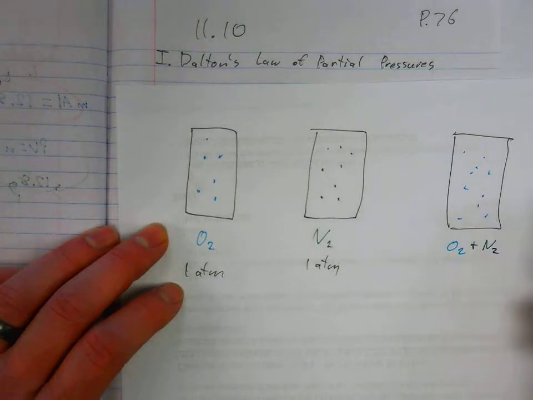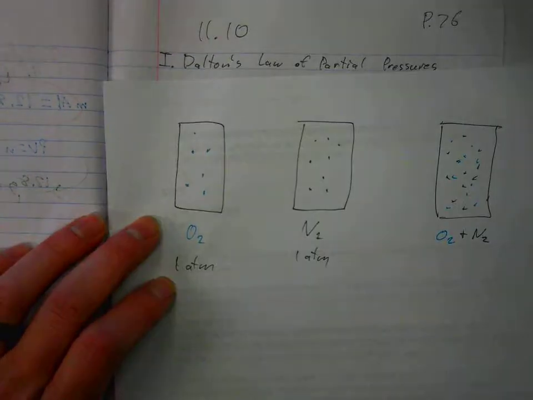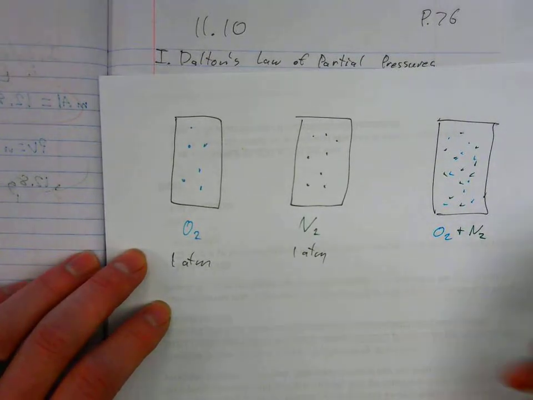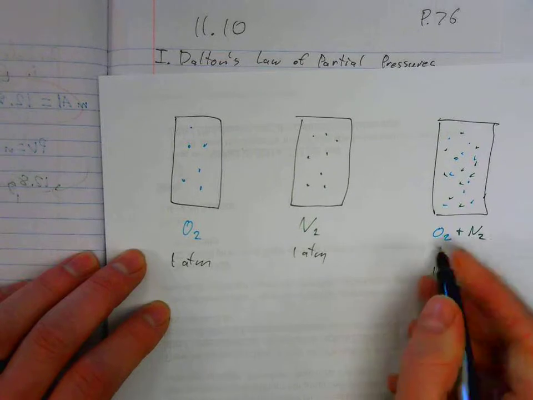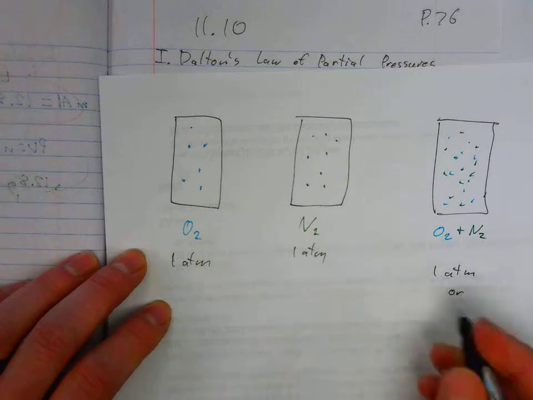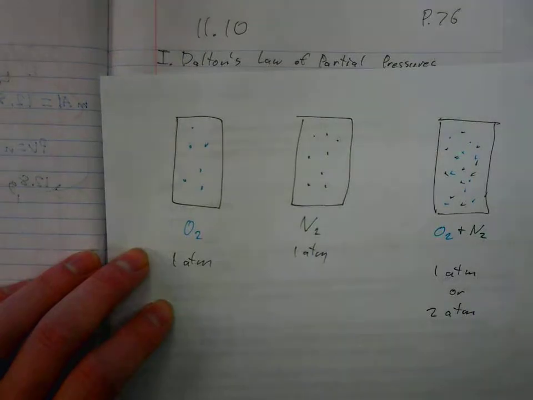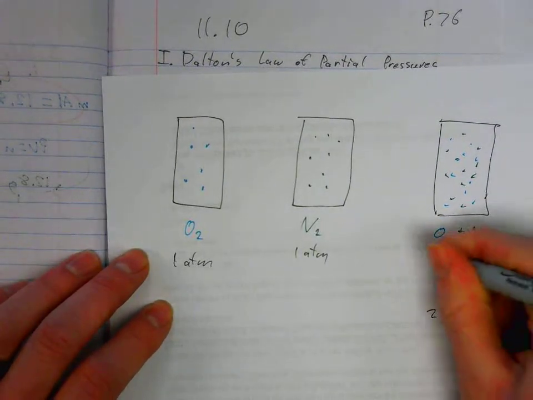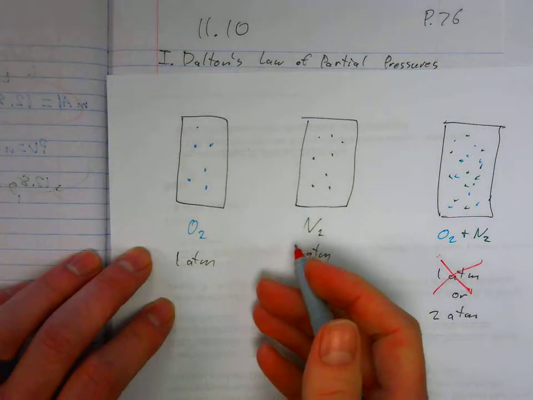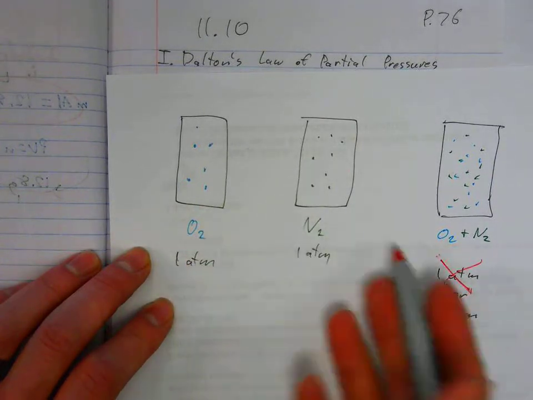So the question is, would the combination of the two gases still be 1 atm because they are different gases, or would the two pressures combine to make 2 atm? And Dalton's law says that the pressures combine. It doesn't matter that they're different gases. The pressure is determined by the number of gas particles, regardless of whether they are different gases. So since we have added more gas particles, both at 1 atm, they combine.